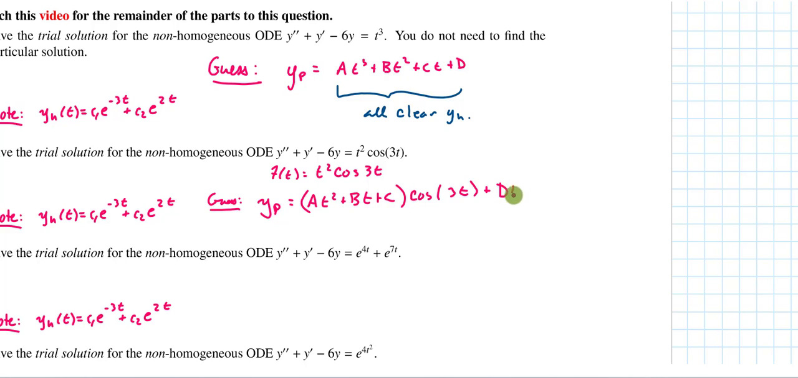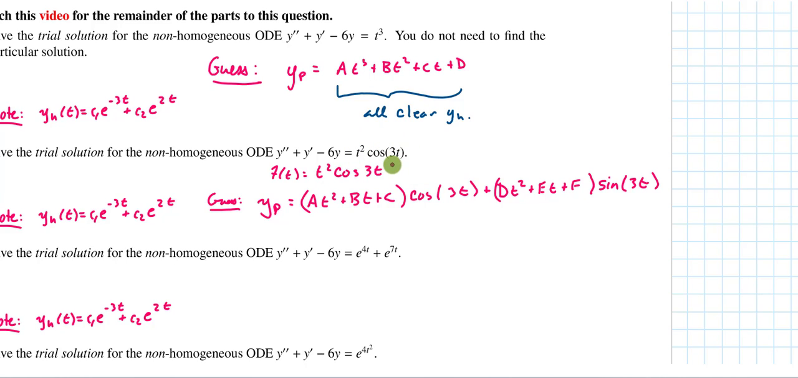So I would have dt squared times a sine function. And just to save room with the writing, I'll factor the sine function out because all of these terms are going to have that sine of 3t. I could also have an et sine of 3t. And finally, I could have just a constant times the sine of 3t. So notice that this guess solution takes into account all potential derivatives that could ever show up as we take derivatives of t squared cosine 3t. This is why the method of undetermined coefficients works.